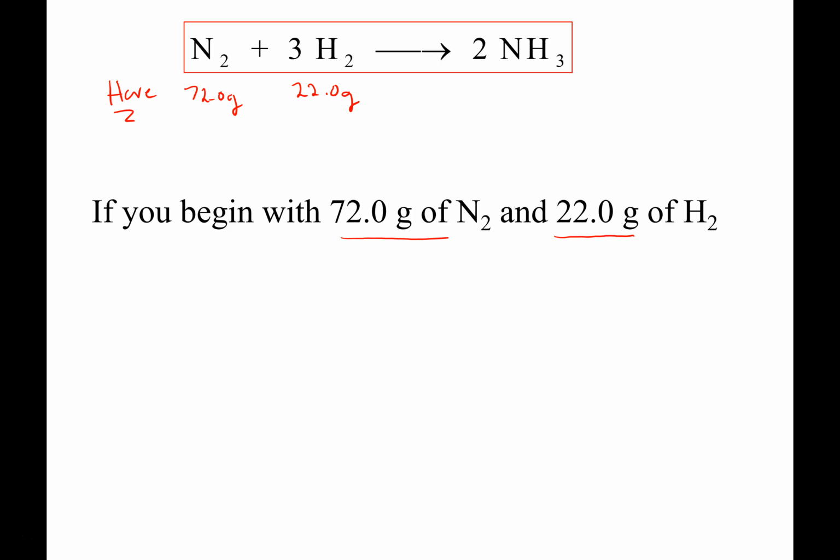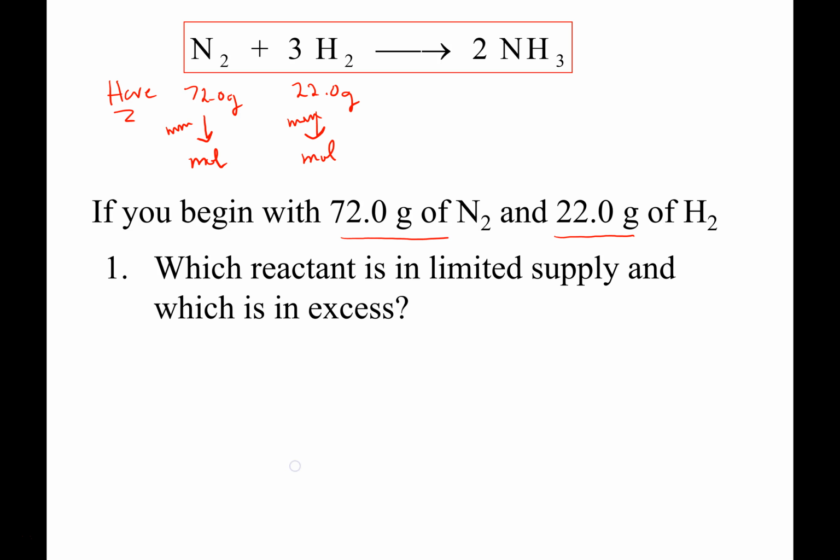So in a minute, to work this problem, what you're going to see me do is take 72.0 grams of nitrogen and go to moles of nitrogen using the molar mass. For the 22.0 grams of hydrogen, I'm going to go to moles of hydrogen using its molar mass. And then I'm going to do what we need from the balanced equation, which is 1 to 3, and what we have from the moles that I calculated. So that's exactly what I'm going to do. And then we can answer these questions.